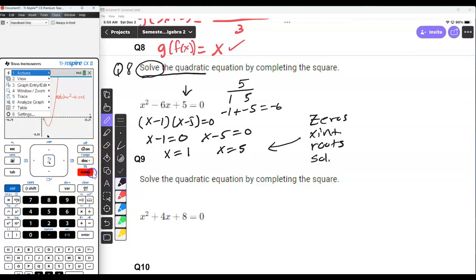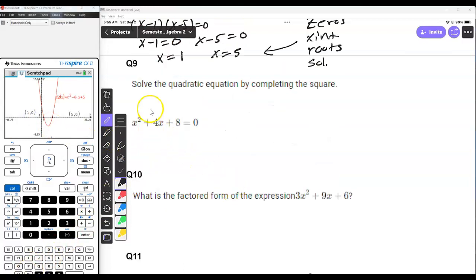And you want to find the zeros, so all you have to do is go to the 0, and so the first 0 is 5, which we said was 5. And then the second 0 is 1, so that's what we had. So it says solve the quadratic equation by completing the square.